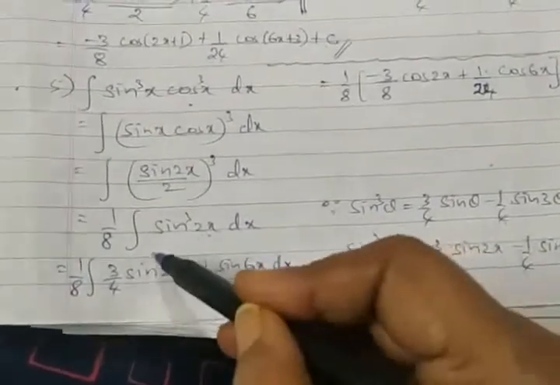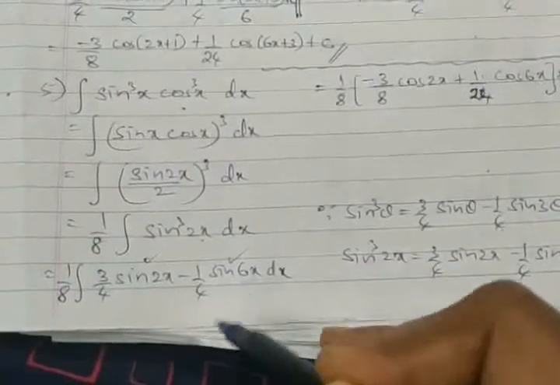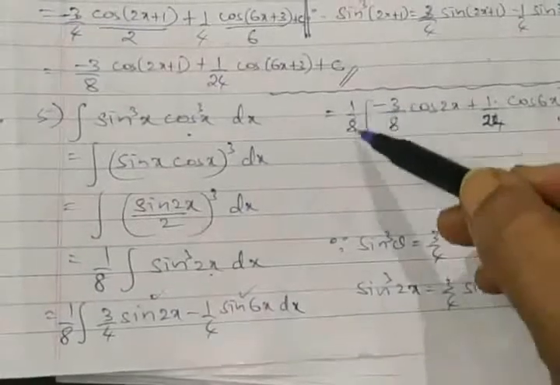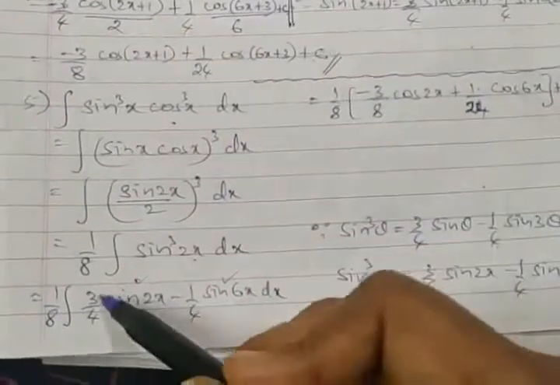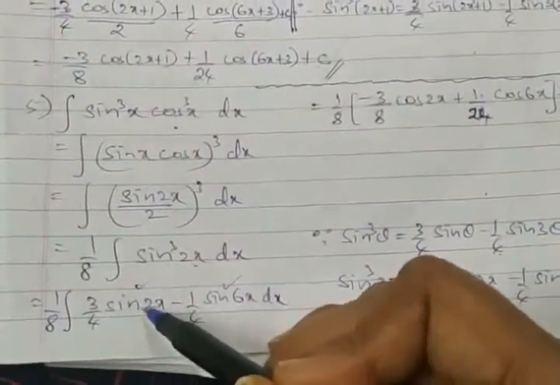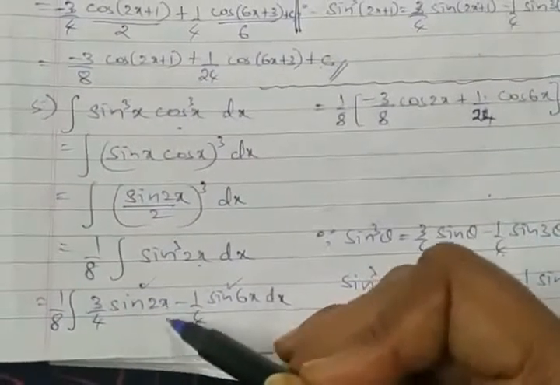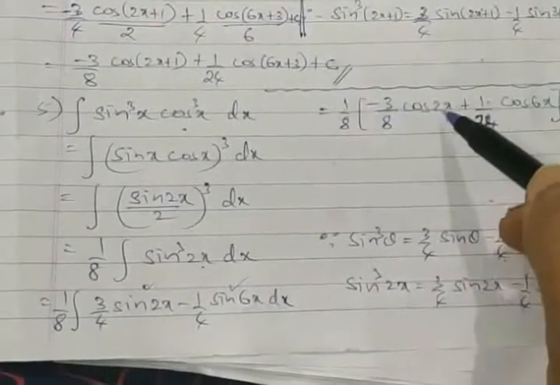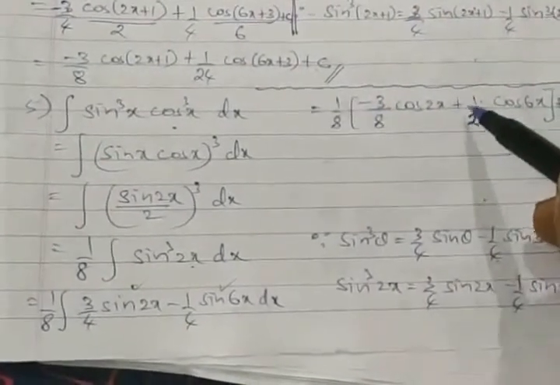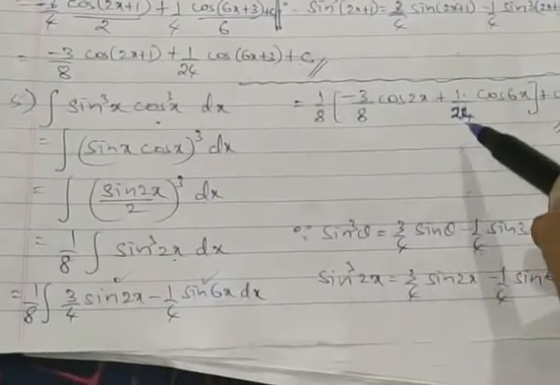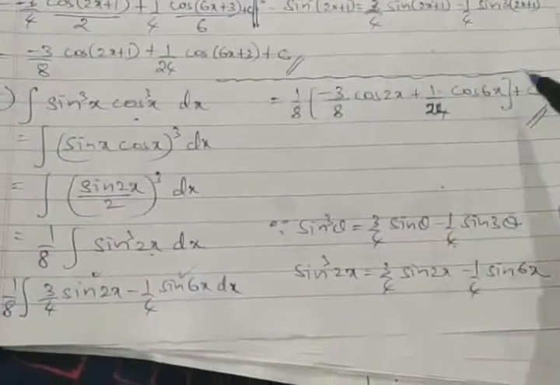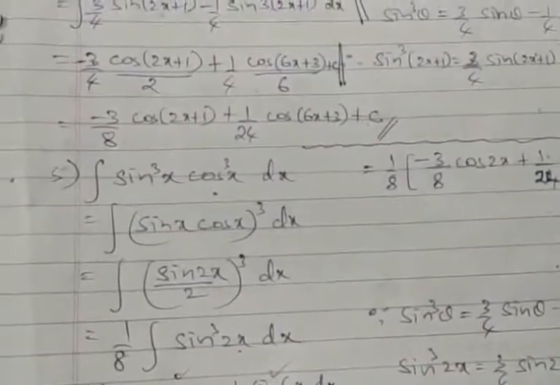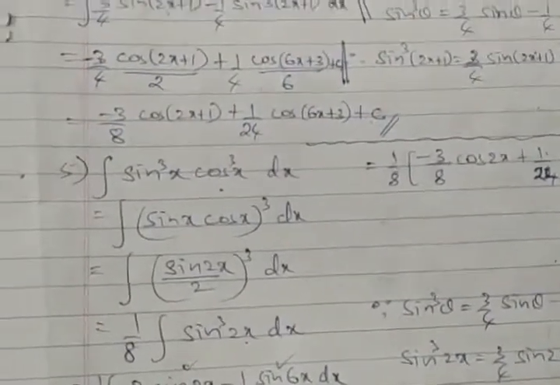So ready for integration. Okay, so let's go for the integration process. 1 by 8 is kept as it is. 3 by 4 is constant. Integration of sine is taken as minus cos 2x by 2. 2 fours are 8, so minus 3 by 8 cos 2x. Minus into minus is plus. We have 6 fours are 24, so 1 by 24 cos 6x, isn't it? Plus c should be the answer. One way, one method. Or you can think about the substitution method also here.